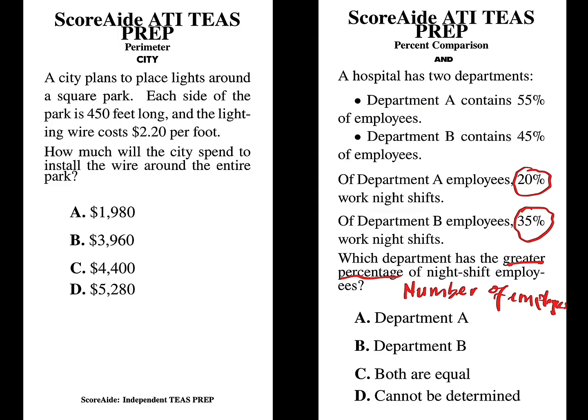We are just gonna go ahead and compare these percentages. So between these two percentages, which one is greater? So of course it will be 35%, right? So the answer is gonna be Department B, because Department B has the greater percentage of night shift employees. I hope you get it. So that is it.